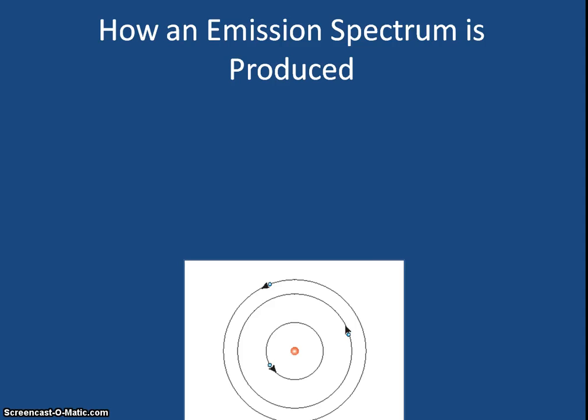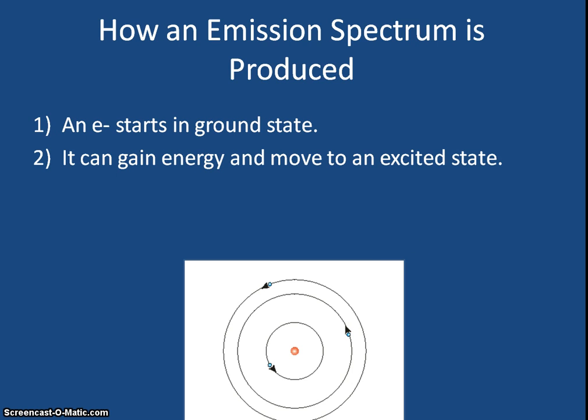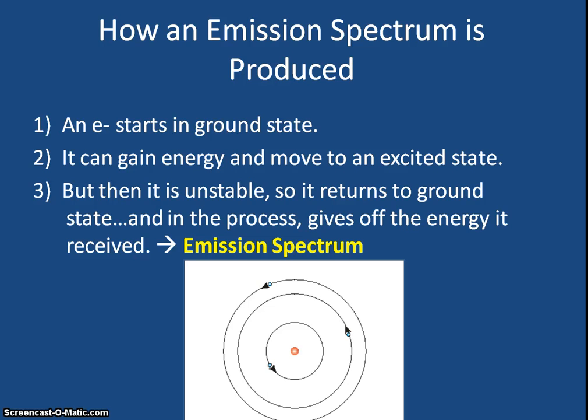So an emission spectrum is what we produced in class with the Flame Lab. And the way we did it is that the electrons all started in the ground state. So when they're sitting on the counter, all the electrons are as close as possible to that nucleus. They can gain energy, and what we did in class is we put them into a flame, and the flame gave the electrons enough energy to move away from the nucleus, and we call that the excited state. But because the excited state is unstable, it returns back to ground state, and in the process it has to release the energy that it received from the flame, and that energy is called an emission spectrum.